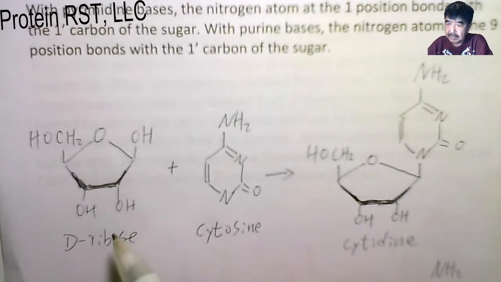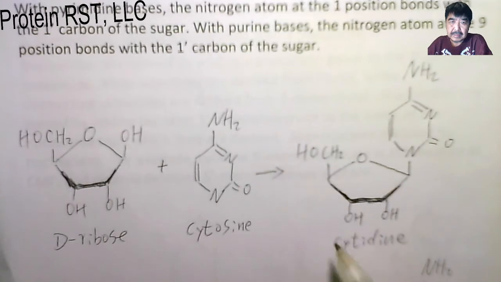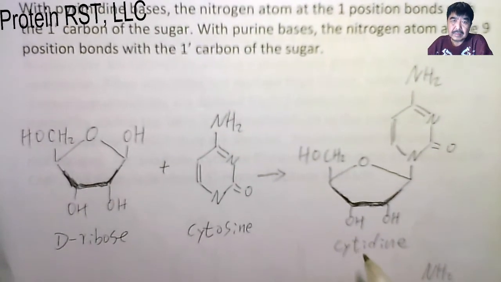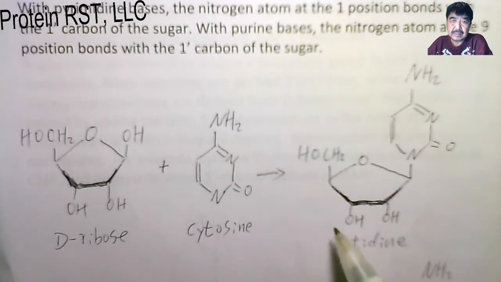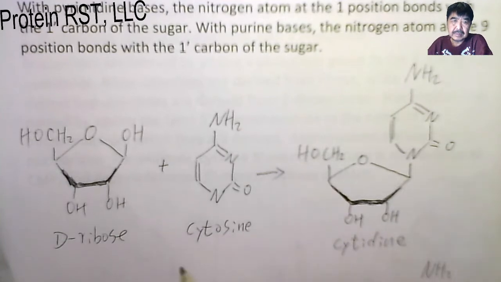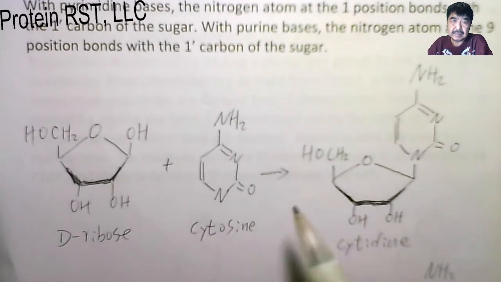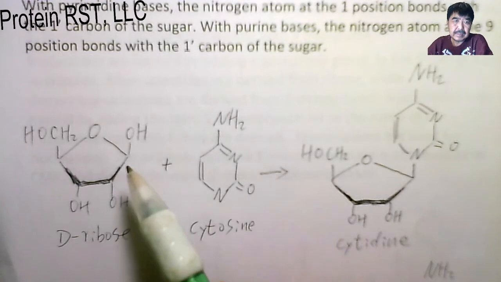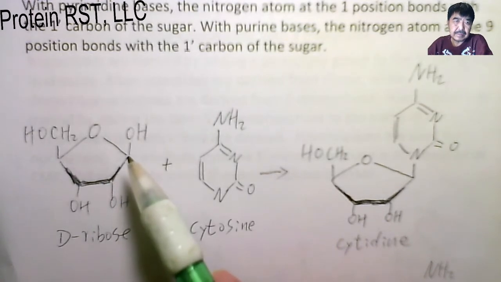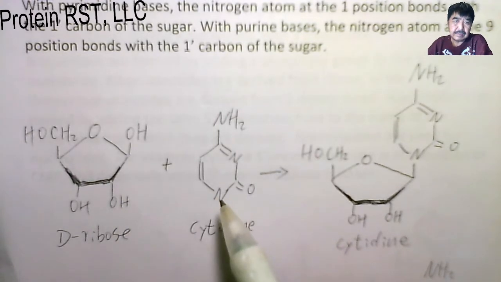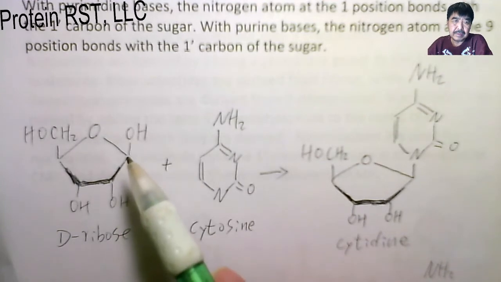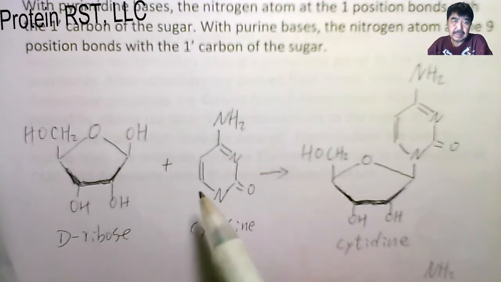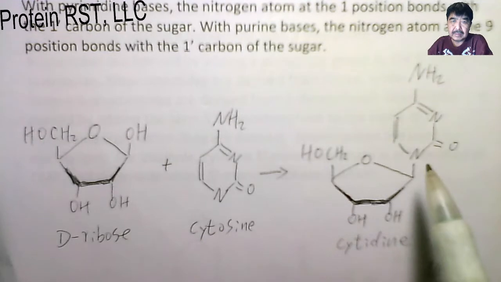Let's take a look at this. This is ribose. This is cytosine. And this is called cytidine. Cytidine is the nucleoside. This is the base, cytosine. You can see this is the C1 position of the sugar. This is the N1 position. They form the bond between C1 and N1. This is the new bond here.